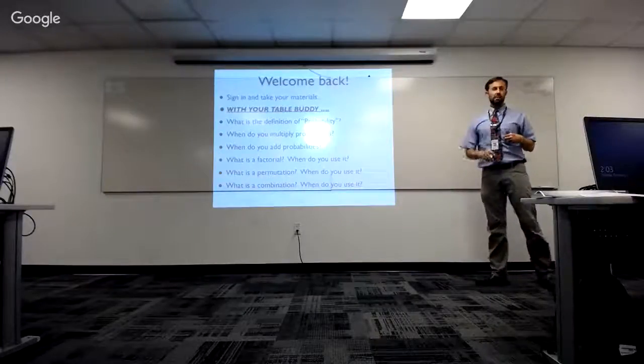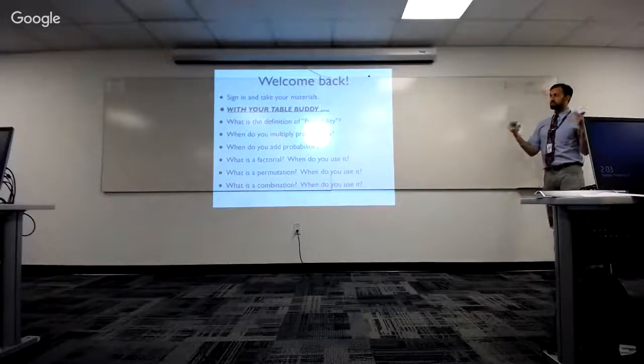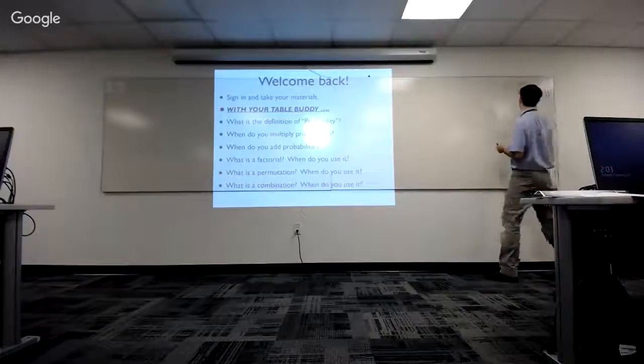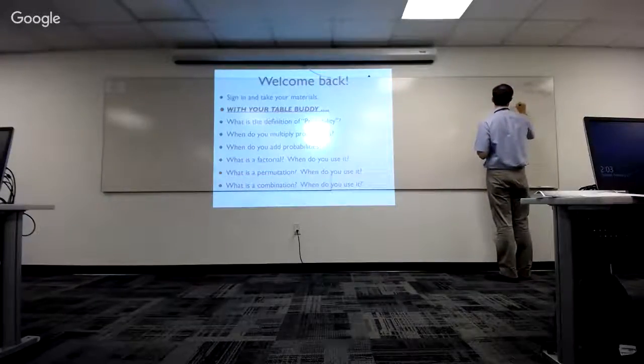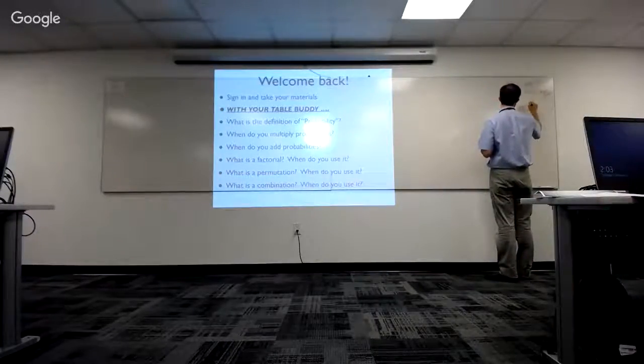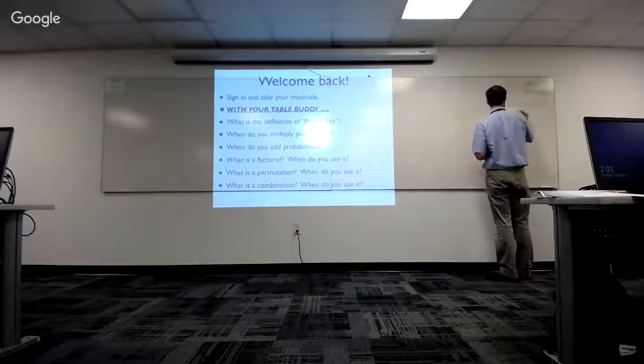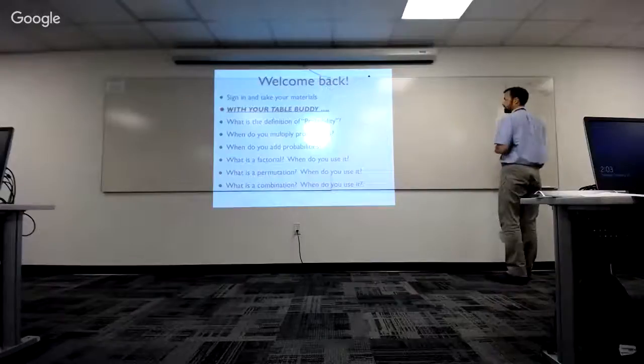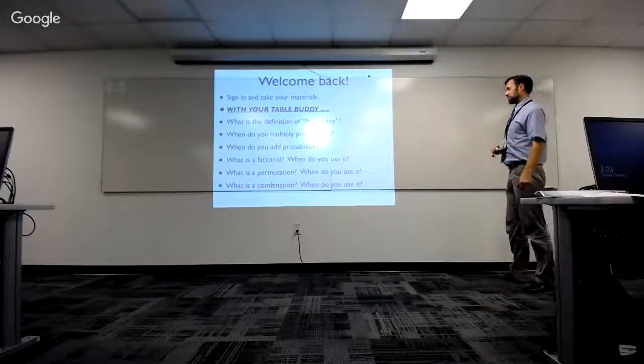And when do you multiply probabilities? What's the key word that tells you to multiply probabilities? Yes, "and." You see the word and, that's when you multiply. And when do you add probabilities? When you see the word or. Very good. And then what is a factorial?